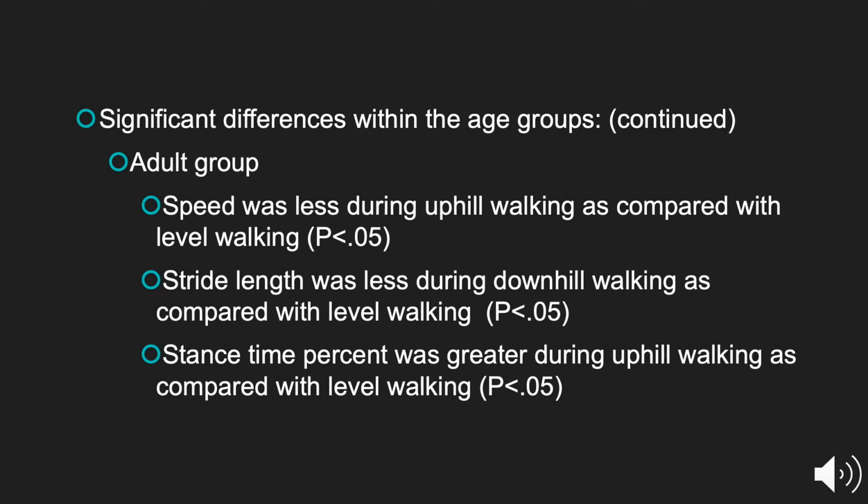For the adult group, speed was less during uphill walking as compared with level walking. Stride length was less during downhill walking as compared with level walking, and stance time percent was greater during uphill walking as compared with level walking.